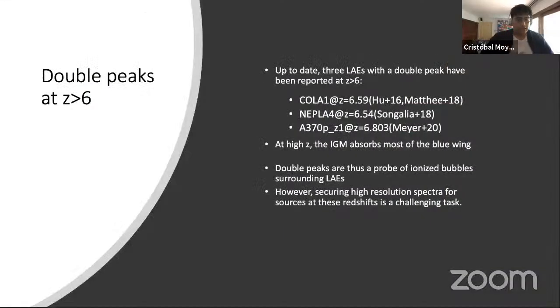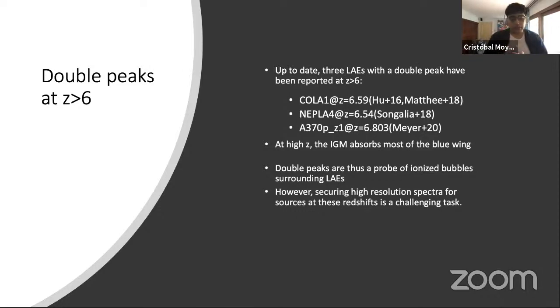What about double peaks at higher redshift? Up to date, three Lyman-Alpha emitters have been reported at redshift larger than 6. So you have COLA1, Nebula 4, and A370. At this high redshift, as you go into the epoch of reionization, you would expect that the neutral IGM would absorb the blue wing of this profile.